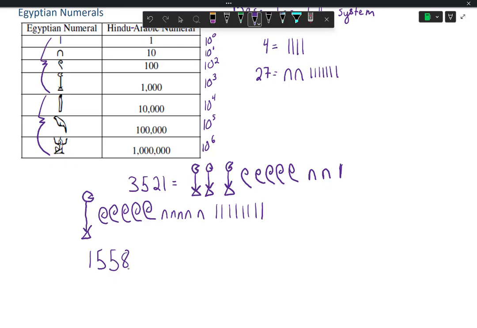So the Egyptian system is pretty straightforward. As long as you know the symbols, converting back and forth is relatively easy.